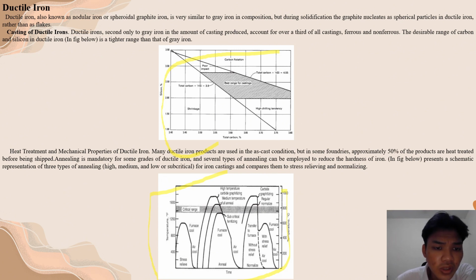Annealing is mandatory for some grades of ductile iron, and several types of annealing can be employed to reduce the hardness of iron. The figure shows a schematic representation of three types of annealing: high, medium, and low or subcritical for iron castings, and compares them to stress relieving and normalizing.